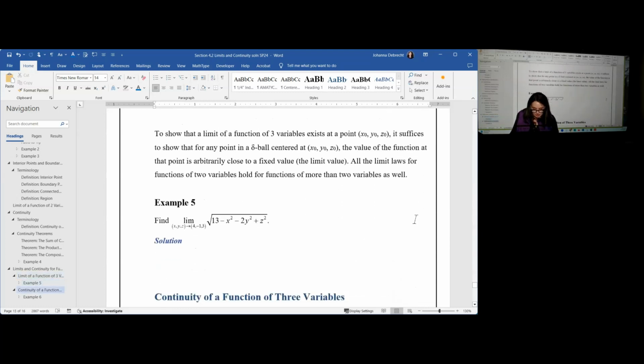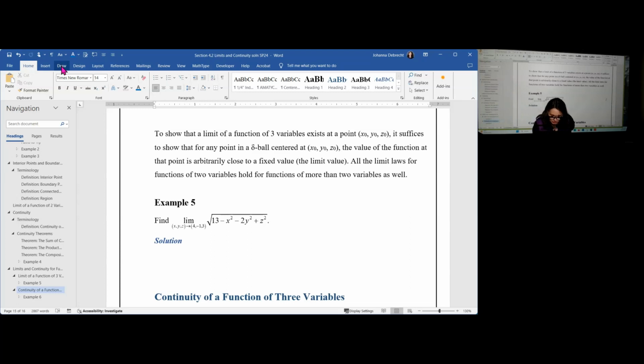To show that a limit of a function of 3 variables exists at a point, it's good enough to show that for any point in the delta ball, the value of the function is arbitrarily close to the limit value, just as we did before. All the limit laws that held for 2 variables hold for functions of more than 2 variables as well. So if we're taking a look at example 5 here, the first thing we ought to try is to substitute it in. We know from continuity that if it's continuous there, the limit exists and it equals the value of the function. So if we can find that the limit is the value of the function, we've proven that the limit exists, the function exists, and the two are equal. So we've not only found the limit value, but proved it's continuous at the point as well.